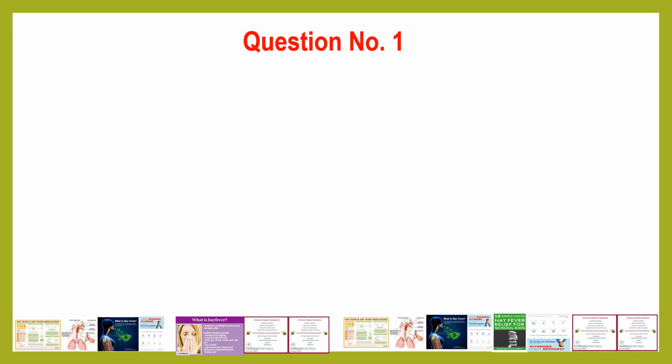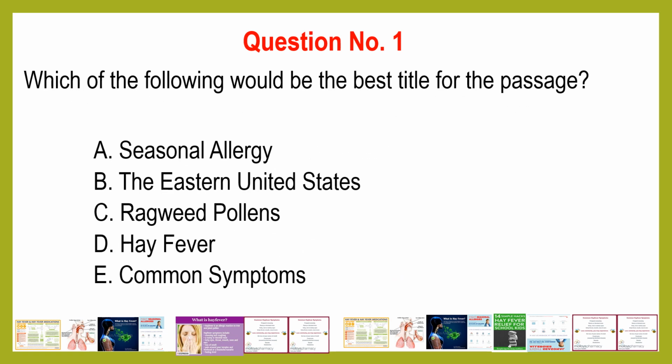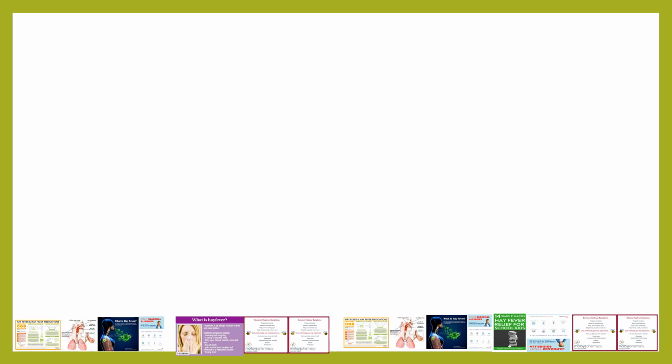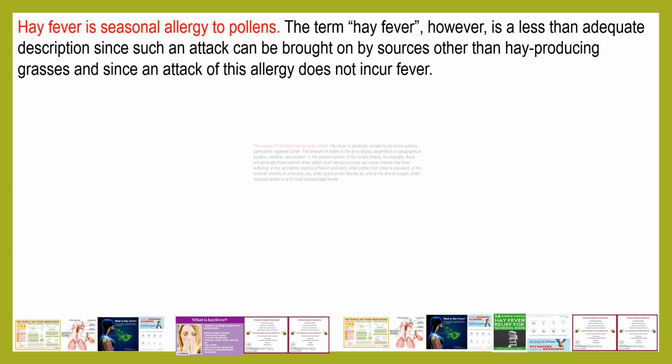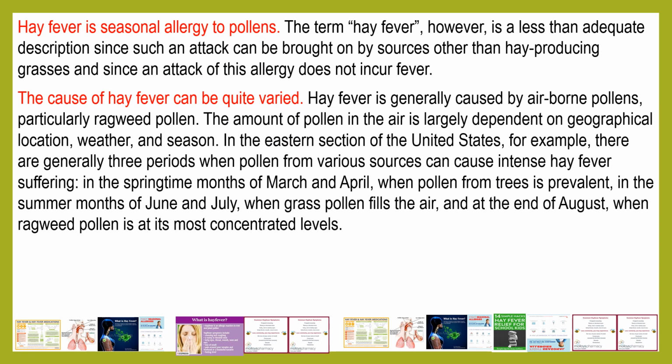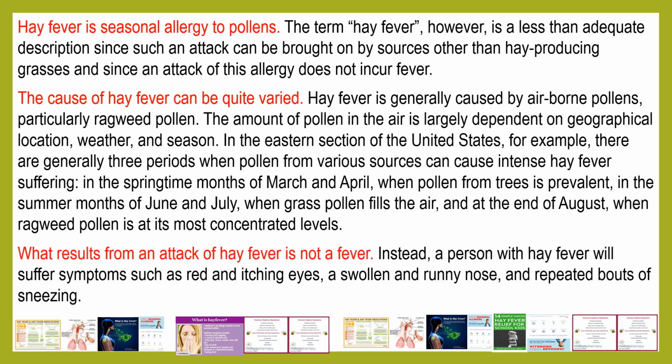Well, students, let's start question and answers. Let's start with question number 1. Question number 1. Which of the following would be the best title for the passage? A. Seasonal allergy. B. The Eastern United States. C. Ragweed pollens. D. Hay fever. E. Common symptoms. To answer question number 1, we have to look at the whole passage or the whole text.